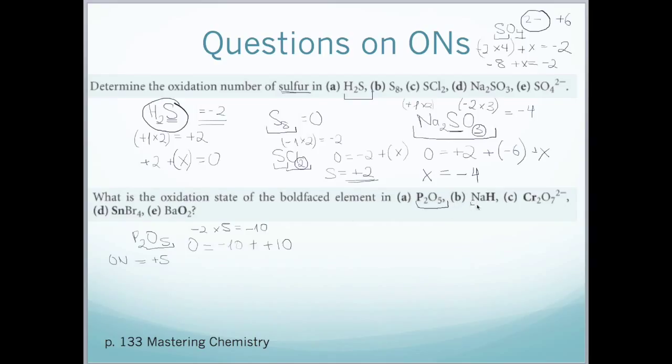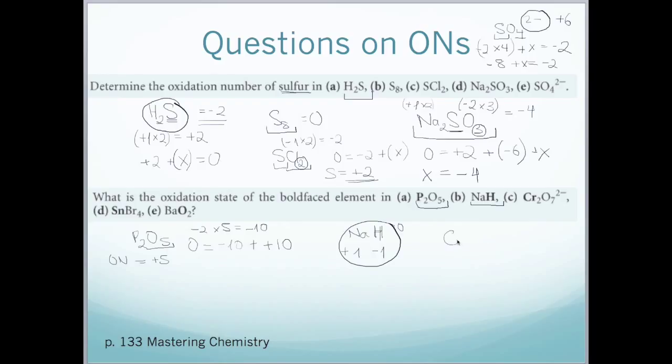Let's look at B, NaH. So Na, as we know, is in group 1, has a +1 oxidation number, and hydrogen has a -1. So overall, it's neutral.